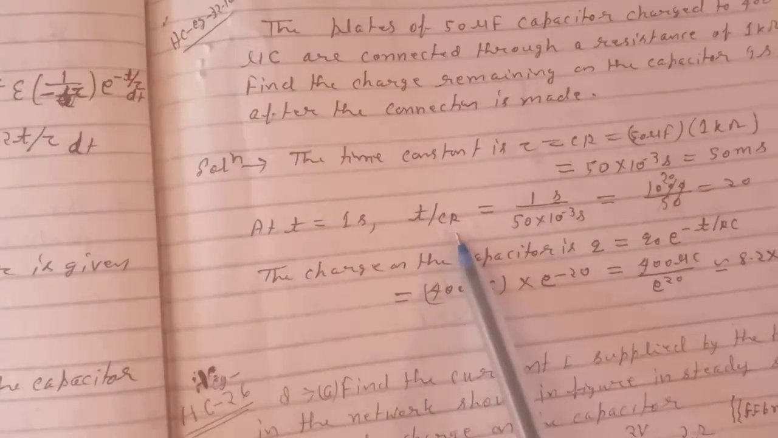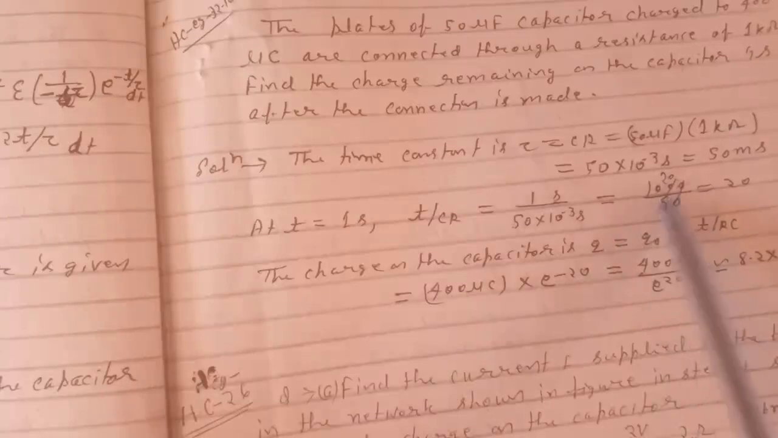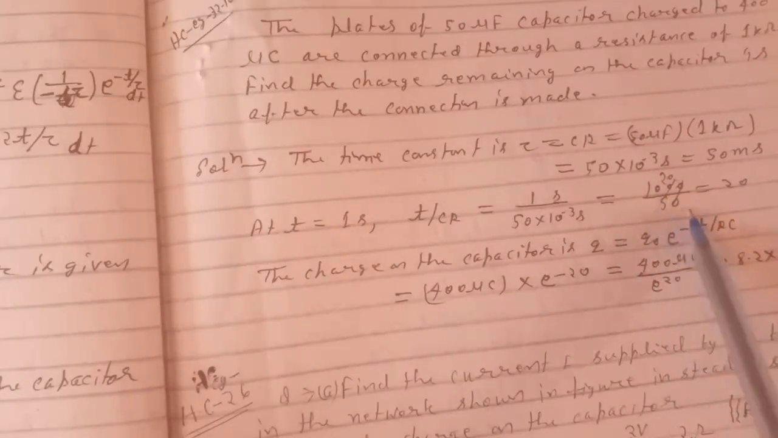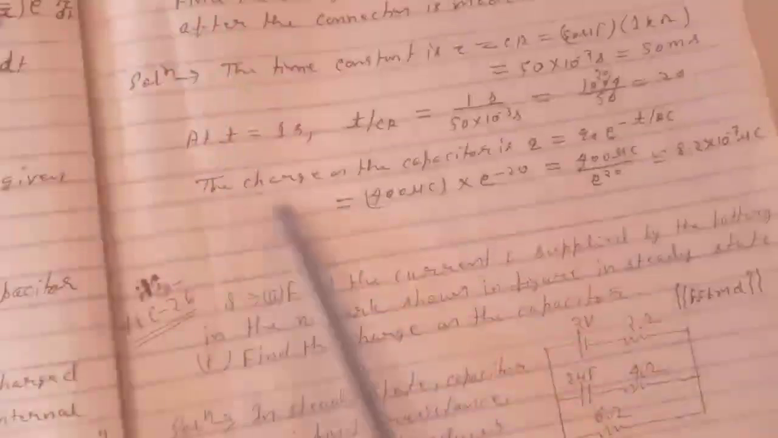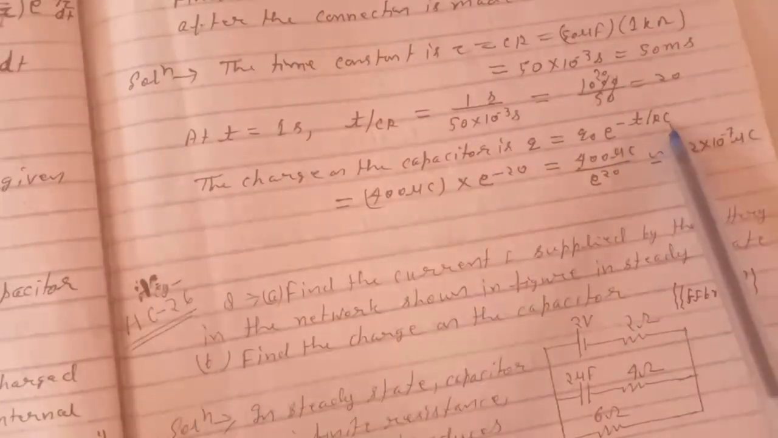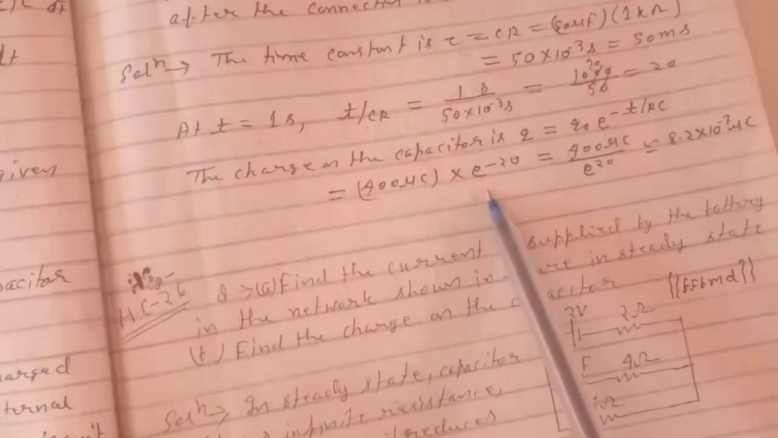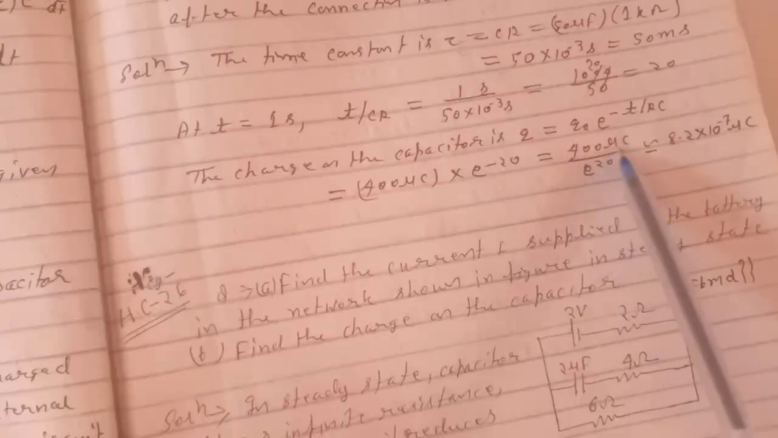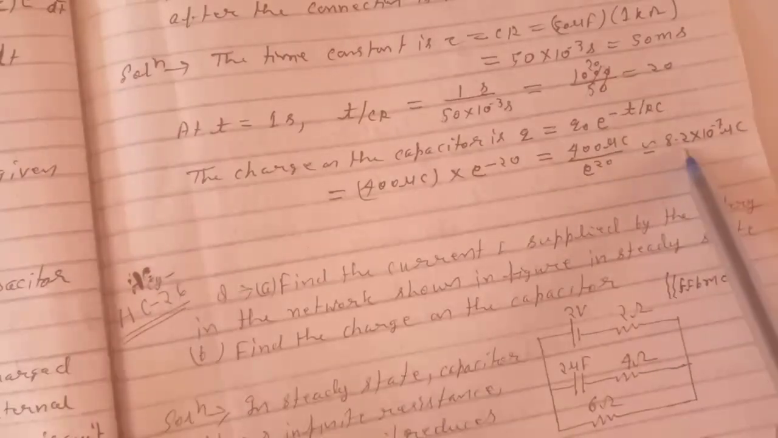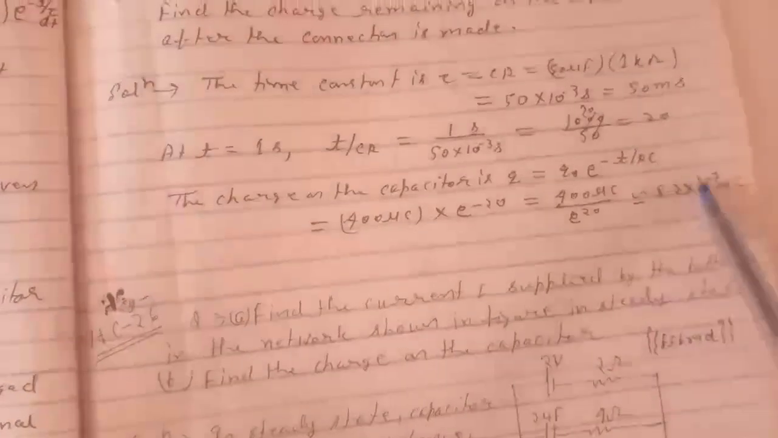So t by CR equals 1 by 50 into 10 to the power minus 3, or 1000 by 50, equal to 20. The charge on the capacitor is Q equal to Q naught e to the power minus t by RC. So putting the value, we have 400 microcoulomb into e to the power minus 20, or 400 microcoulomb by e to the power 20, equivalent to 8.2 into 10 to the power minus 7 microcoulomb. Answer.